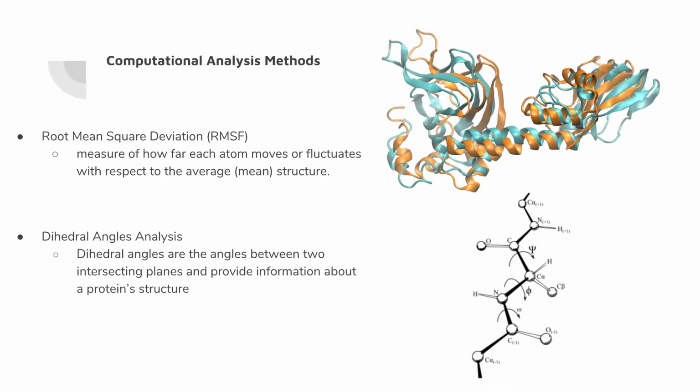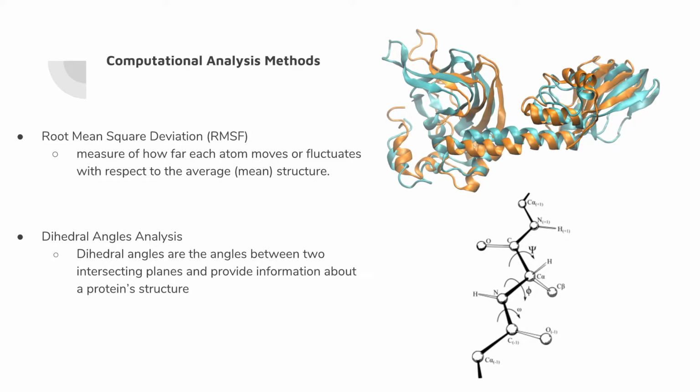There are many ways to analyze and study a protein structure. I chose to analyze PKA molecular dynamics data using RMSF and dihedral angles analysis. RMSF, or Root Mean Square Fluctuation, is the measure of how far each atom moves or fluctuates in respect to the average structure. The backbone of a molecule generally has a fairly low RMSF, while the side chains or outliers tend to have a higher RMSF.